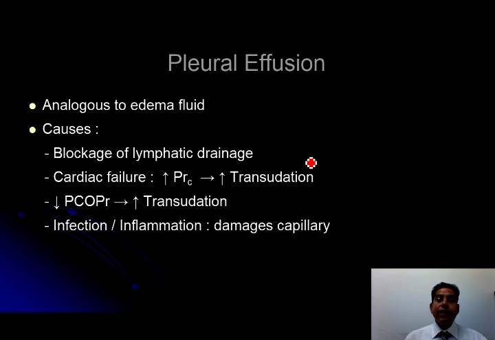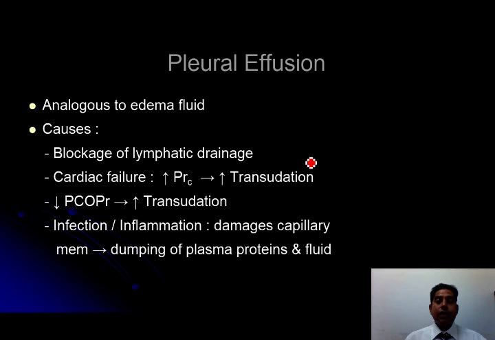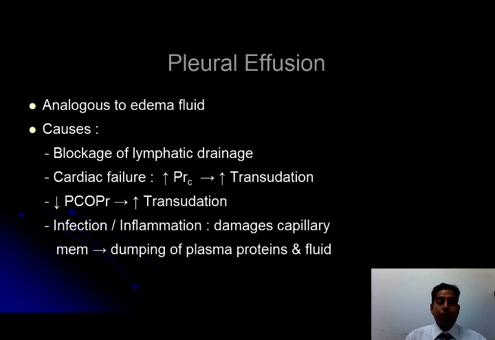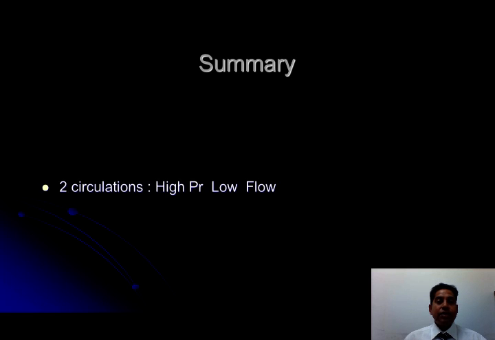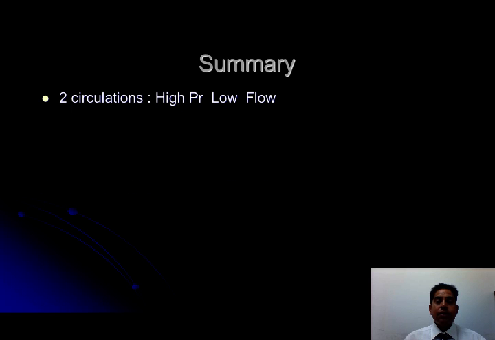Any infection or inflammation can also damage the capillary membrane, so again, this can lead to a pleural effusion. It leads to the dumping of plasma proteins and fluids in the space between the two pleura. So the accumulation of fluid between the parietal and the visceral pleura causes a pleural effusion. So in summary, there are two circulations.